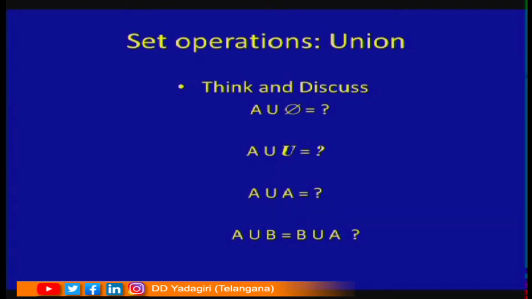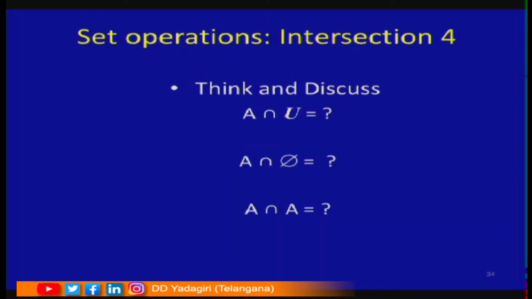Now, children, let us think about different concepts in set operations. Let us think and discuss. A union phi is equal to what? If a null set is combined with A, what will you get? A union the universal set will be what? A union A, I told you earlier, what do you get? A union B, B union A, what is the nature of sets A and B? Let us discuss with your friends and work on this.